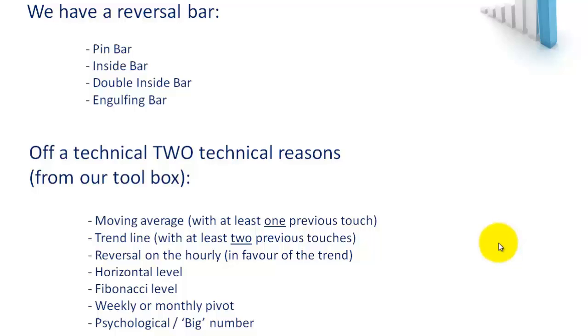So if we're looking to go long in an upward trend, we'd look for a bullish reversal pattern on the hourly if we're trading off the daily. And if we're trading in the downward trend, we're looking for a bearish reversal on the hourly time frame if we're trading the daily.